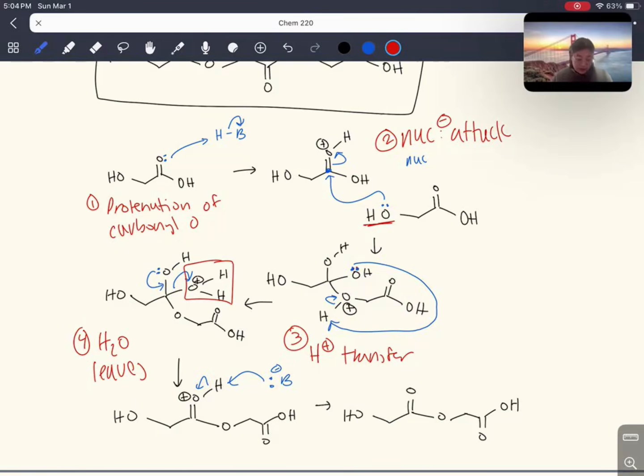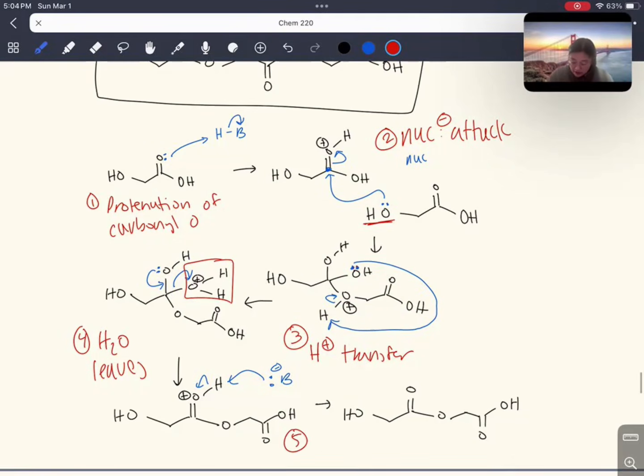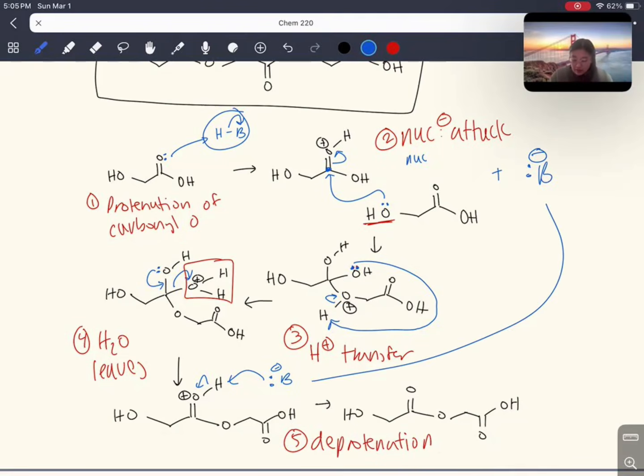And then your final step is deprotonation, where you have your base, which will be in solution as a result of your acid catalyst. I forgot to draw it over here, but you would also have on the side the conjugate base of whatever that acid was. So you can bring that base in, and it can deprotonate your protonated carbonyl oxygen for you to get your product.